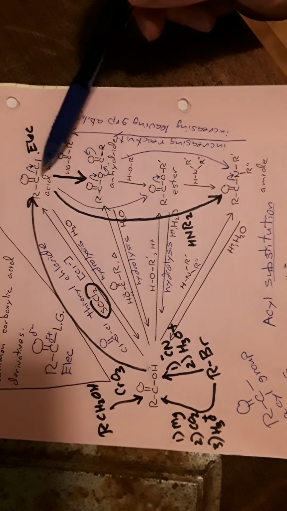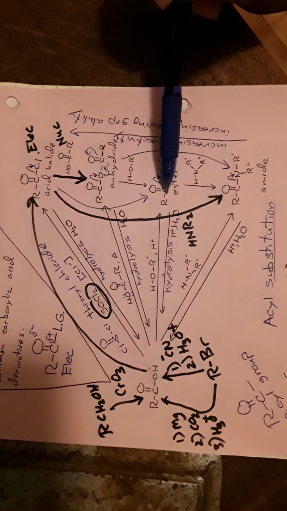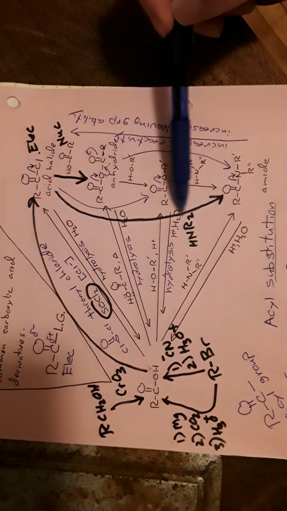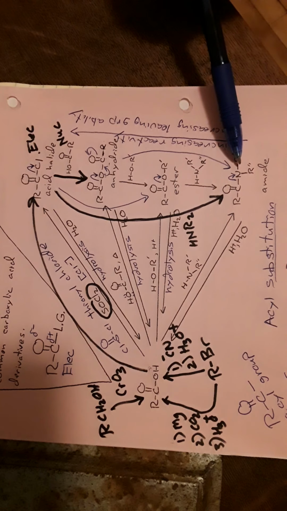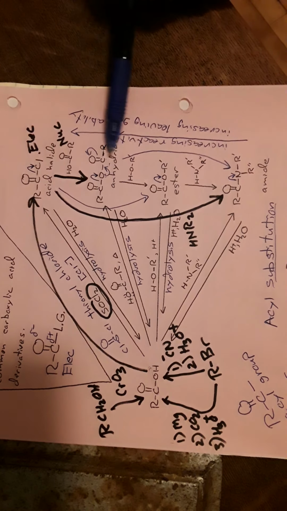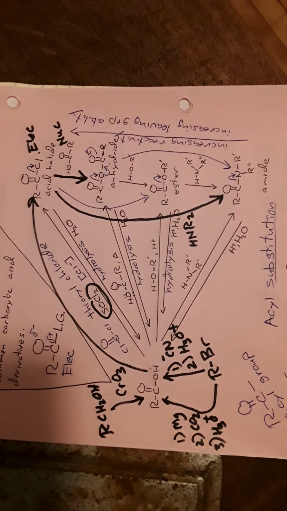And we can also convert an acid chloride easily into an ester, or an acid chloride into an amide, or an anhydride into an amide. And so it's pretty easy to go from a higher energy carboxylic acid derivative to a lower energy one by adding the appropriate nucleophile. And again, it's the same reaction, same mechanism overall, with the nucleophile kicking out the leaving group.